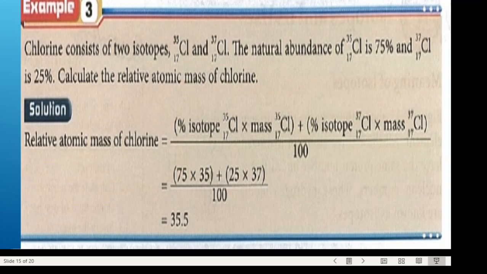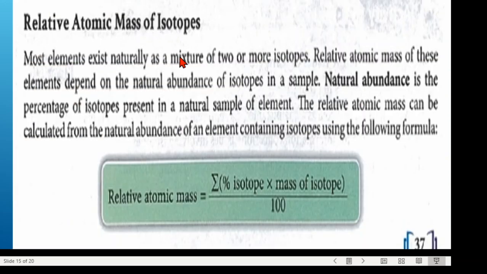So, relative atomic mass of isotopes. Most elements exist naturally as a mixture of two or more isotopes. The relative atomic mass of these elements depends on the natural abundance of the isotopes in a sample. Natural abundance is the percentage of an isotope present in a natural sample of the element. The relative atomic mass can be calculated from the natural abundance of the isotopes using this formula.